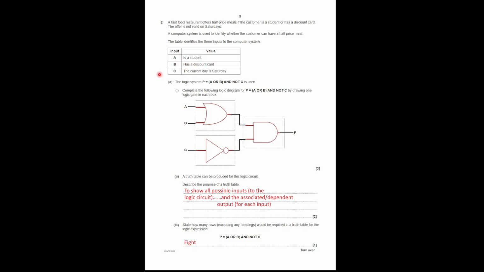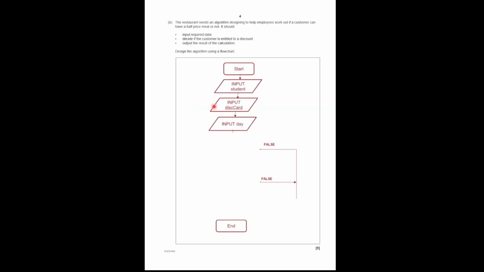Okay, so the first input is a student, the second one has a discount card, and the third one is the current day is a Saturday. So what I am now going to do is transfer those inputs to the flowchart. Alright, and you can see here, input a student card, input a discount card, and input the day. Now comes the decisions that need to be made, alright?